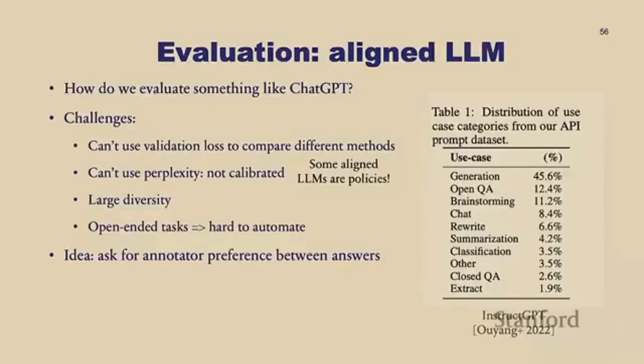Yes? I'm not sure I understand what you mean by can't use perplexity, not calibrated. Like the LLM is still doing next token prediction, right? So why can't perplexity use that?